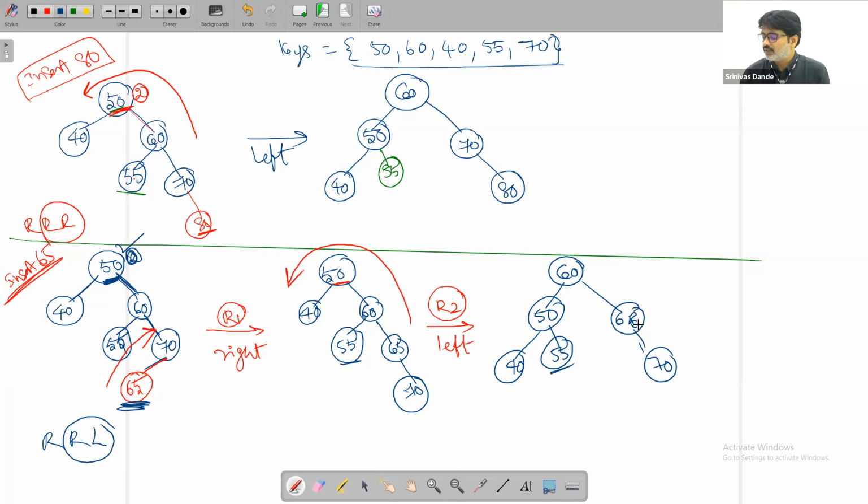This is done. So we learned individual rotations. We applied them on a set of data. Is this clear, guys? I designed this data in such a way that it creates problems like this. Whenever I insert 80, I get an RR issue. Whenever I insert 65, I get an RL issue. Like we have done previously also. Exactly, Bikash. Exactly. That is how you do that.